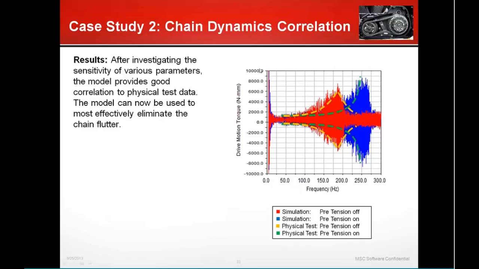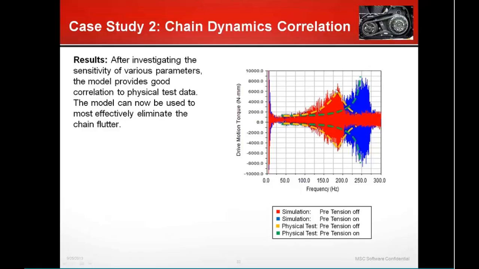After we performed all the sensitivity study using Adams and also Adams Machinery, we are able to figure out a simulation result that correlates very well with the testing results. As shown here on the graph, we have this frequency domain drive motion torque results with the pretension off and pretension on. Those are the Adams simulation results.